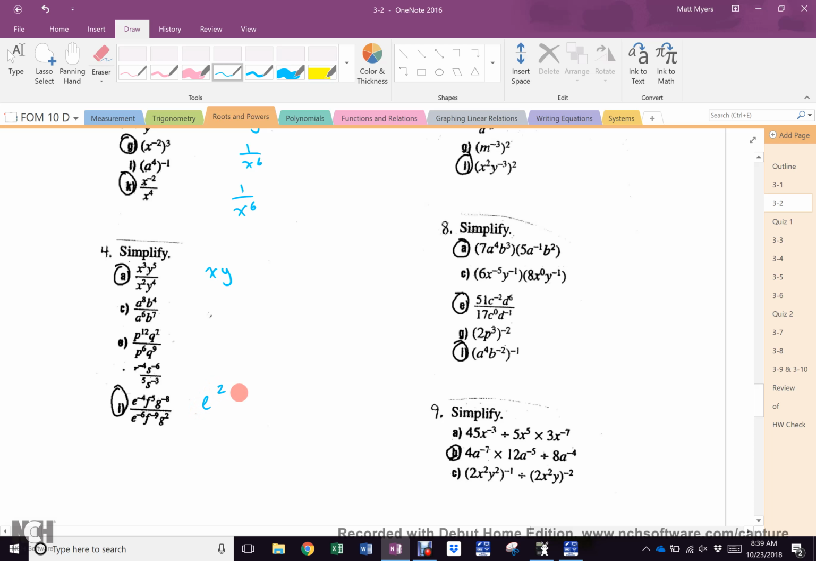E squared. And then F to the 14th. And then G to the negative 10. What's wrong with that? There's a negative exponent. So where does the 1 over go? 1 over E, G to the 10th. Oh, okay.